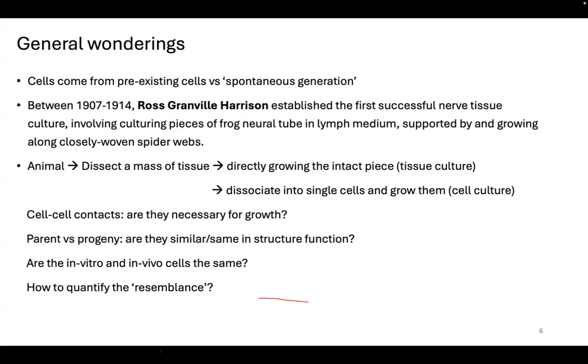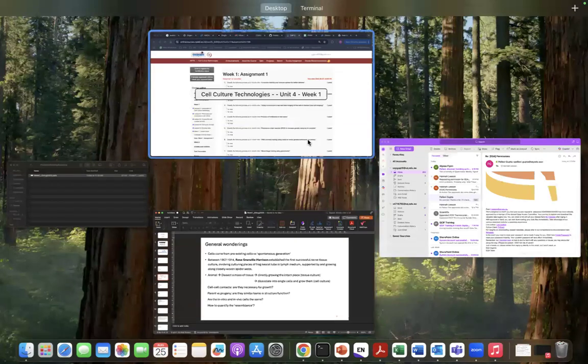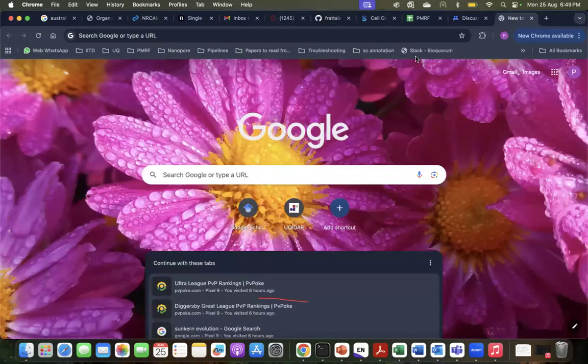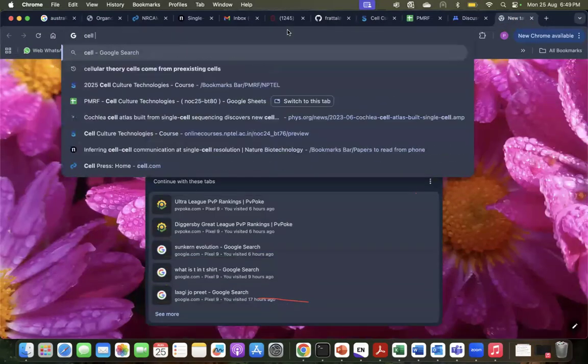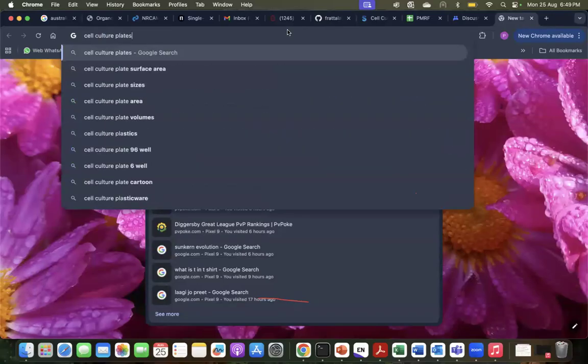Now, if I take a chunk of the tissue, and I want to grow that chunk, grow the cells from that chunk, whether I dissociate them and then grow them, or whether I just put that intact piece together. By the way, where am I growing these cells in the lab? I don't have a figure right now, but what we can just do quickly is go to Google and look at cell culture plates.